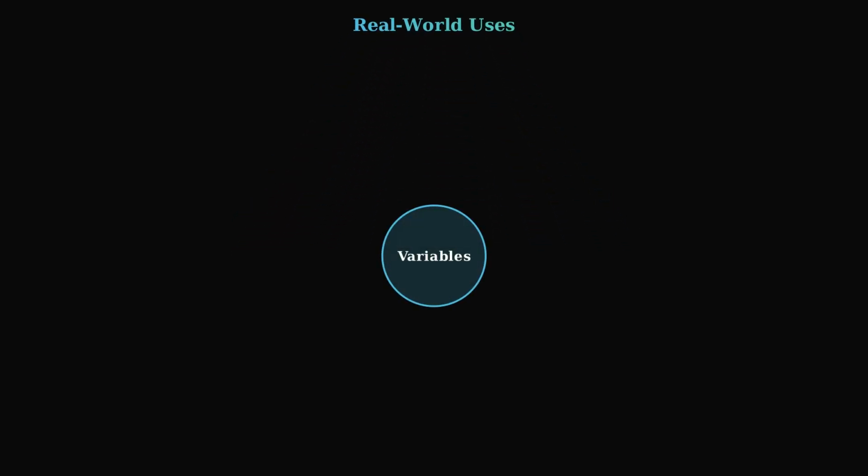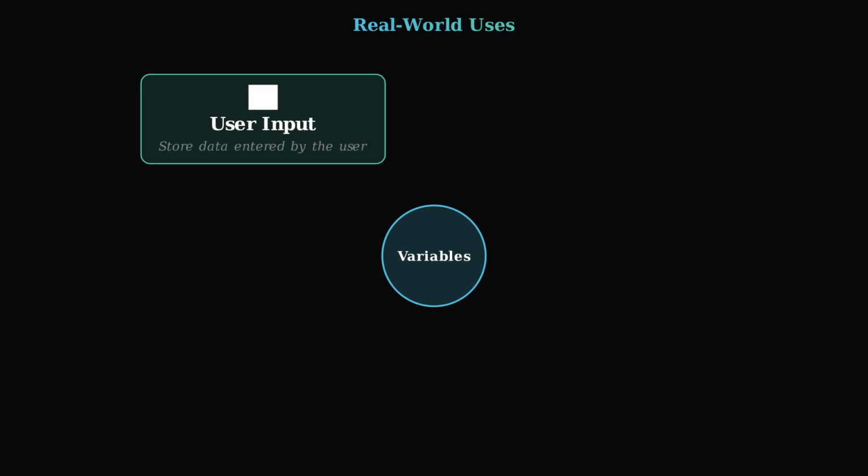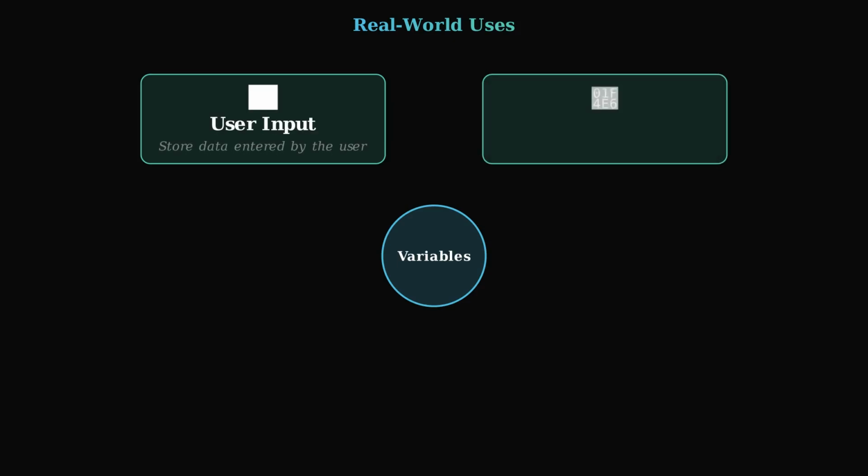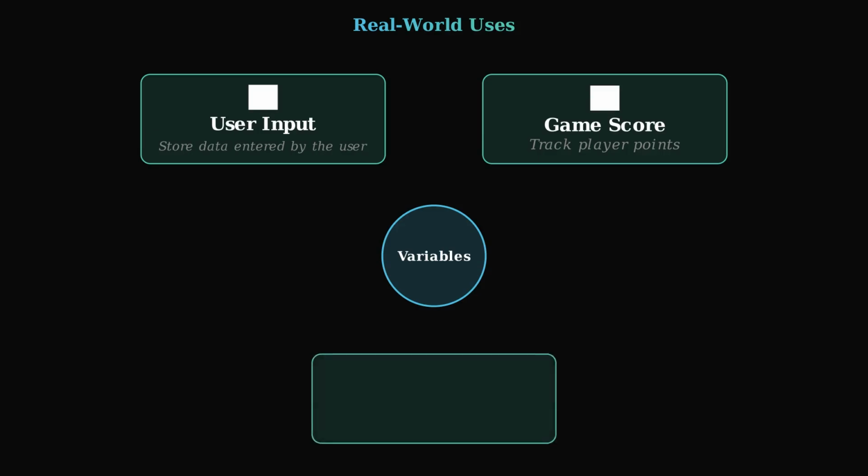How are variables used in the real world? User input. Store data entered by the user, game score. Track player points, shopping cart. Hold total price and items. Variables power all these applications. Let's see the problem it solves.